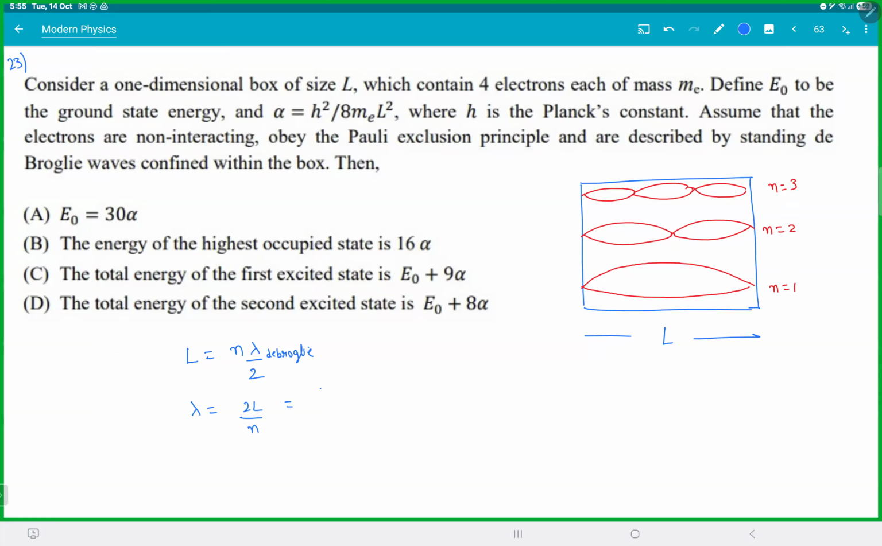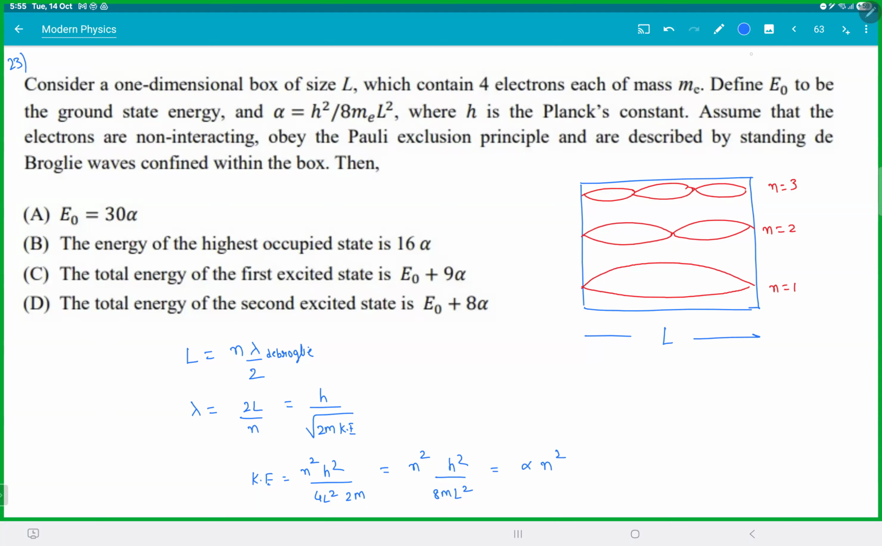And de Broglie wavelength is nothing but h by root over 2 times mass into kinetic energy. So from here we get kinetic energy will be h square by 4L square into n square by 2m, or n square into h square by 8mL square. And now it is making sense. So alpha is given for this. So this kinetic energy is nothing but alpha into n square.